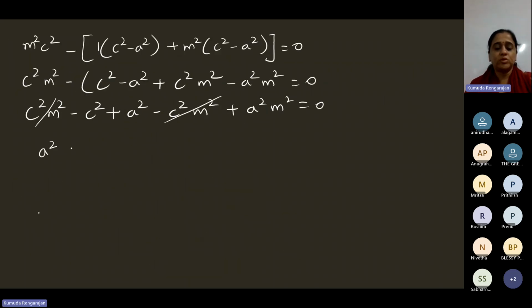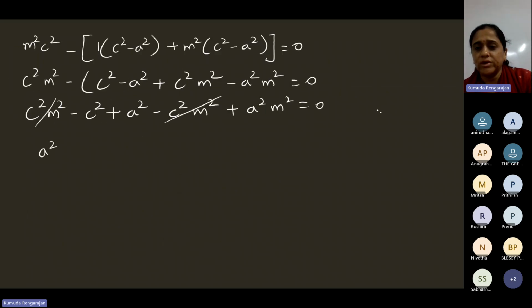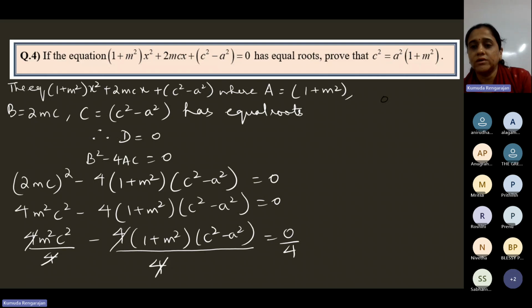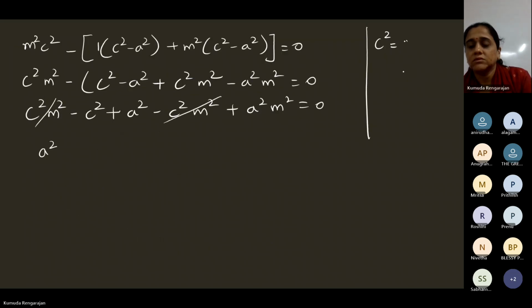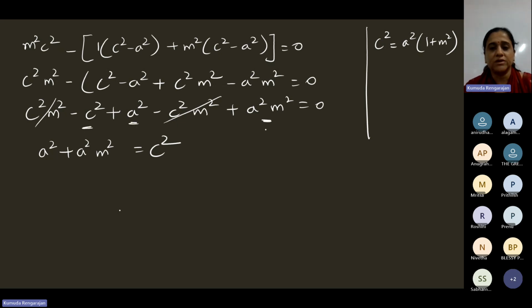Okay, so as you approach the last step, you should see what we have to prove. We have to prove that c square is equal to a square into 1 plus m square. That means they are having the c square term on one side, and a square and m square on the other side. So a square plus a square m square is equal to c square. You can write it like this. See, we have three terms remaining, equal to 0.